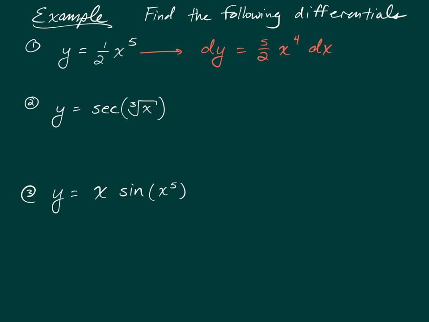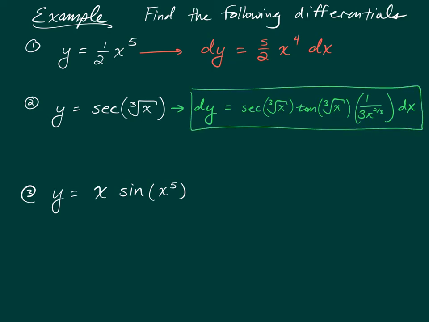So when you take a look at this next example, when you find dy, the differential dy, that will be secant cube root of x tangent cube root of x, because the derivative of secant is secant tangent. And then by the chain rule, you will have all of that multiplied times 1/3 x to the 2/3 power dx.